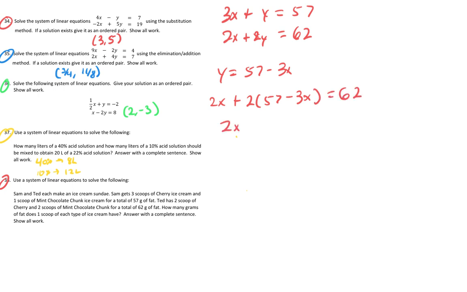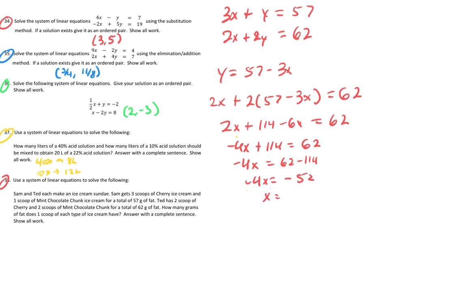2x plus 114 minus 6x is equal to 62. Combine like terms. Subtract off the 114 from both sides, which should give us negative 52. Divide both sides by 4. That'll get us to 13.